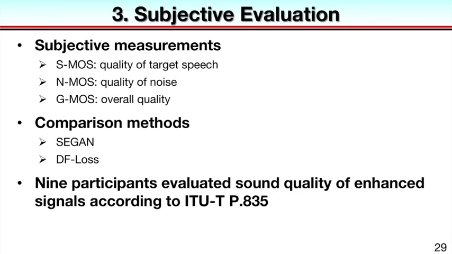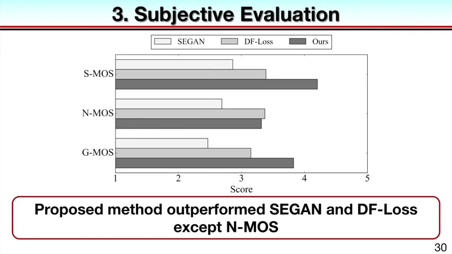To confirm whether the proposed method improved the actual subjective quality, we conducted a subjective experiment. Subjective measurements were SMOS, NMOS, and GMOS. Comparison methods were SE-GAN and DF-ROS. Nine participants evaluated the sound quality of the enhanced signal. This figure is the result of the subjective evaluation.